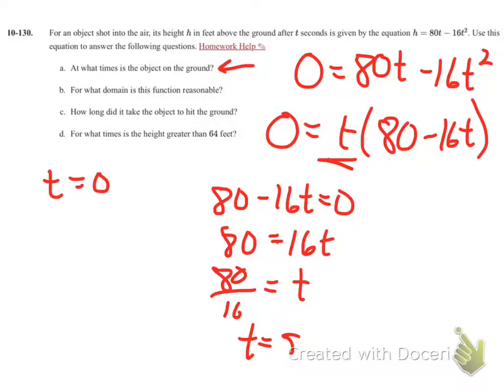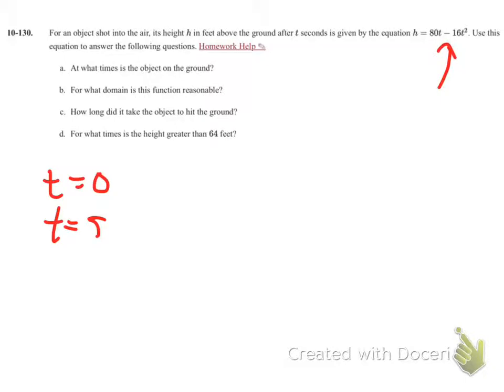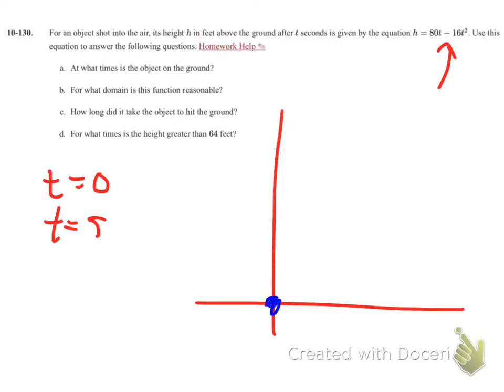So what I'm going to do now is make a quick sketch of maybe what this would look like. Notice that this is a negative 16t squared, even though it's written in a different order. Negative 16 is your leading coefficient, so this parabola opens down. So if I would graph this, at 0 and at 5 would be the x-intercepts, and it would look something like this.